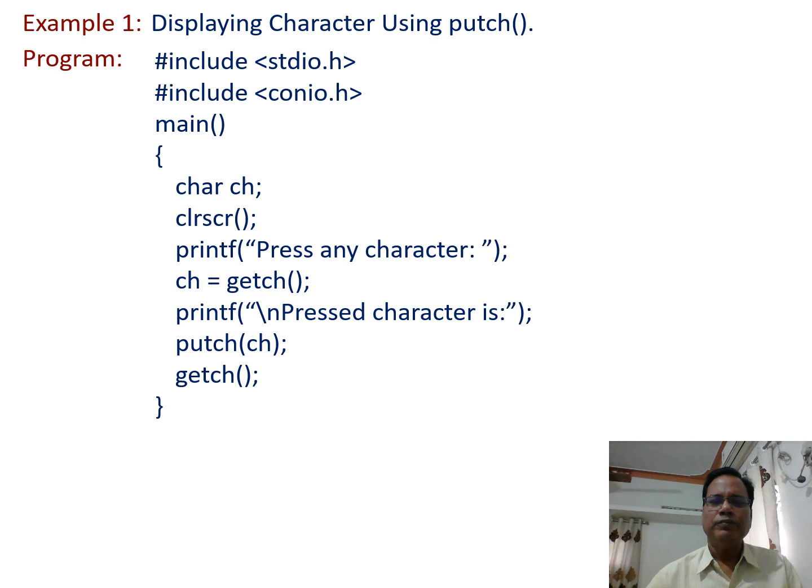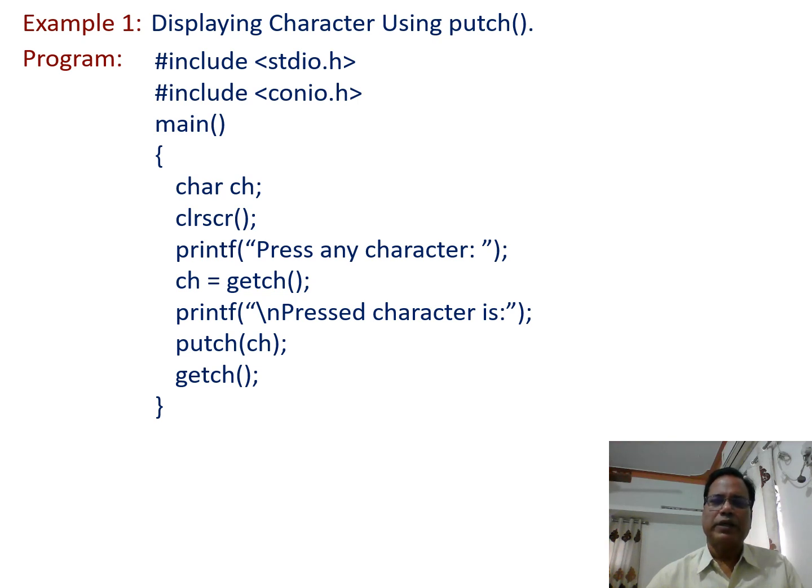In this program we are including two header files, stdio.h as well as conio.h, because in this example some functions that we are using are present in the standard input output header file, whereas some are present in the console input output header file. That's why these two header files are included. The first statement of the main function is char ch; this declares ch as a character type variable.